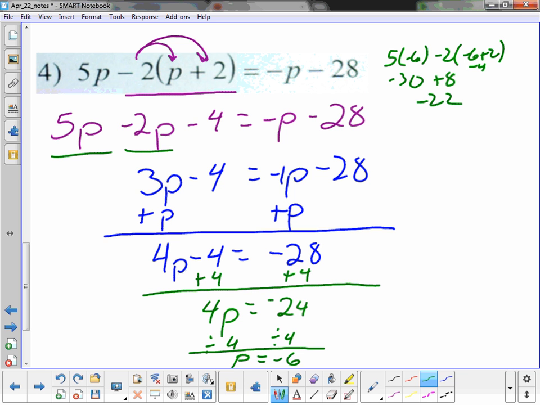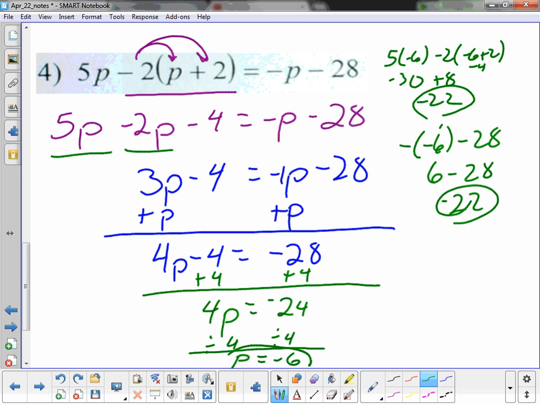Okay, on the right, I've got the negative of -6 minus 28. Well, the negative of -6 is a positive 6 minus 28. Okay, they're opposite signs, so I'm going to subtract. 28 minus 6 is 22, but I keep the sign of the 28, so it's a negative. These are equal, so p equals -6.